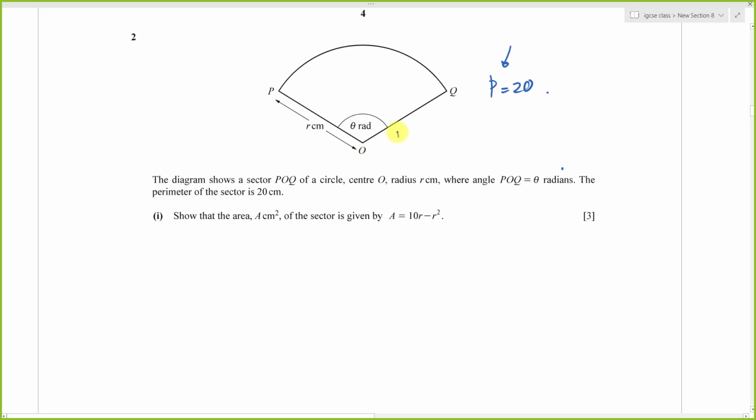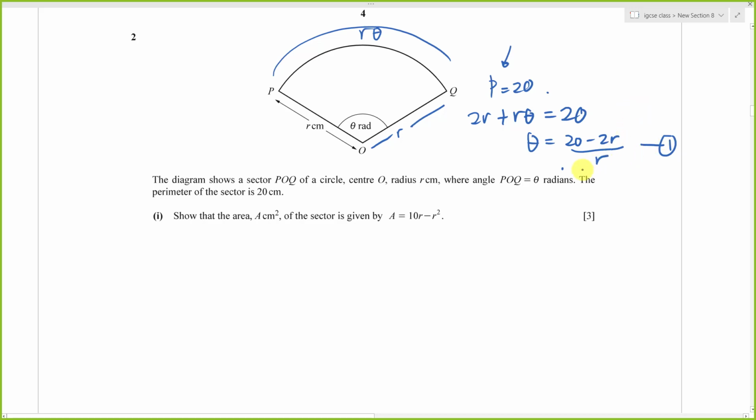So how do you do the perimeter? This one will be r, here will be another r as well, and the arc length will be r theta. So basically it's r plus r plus r theta, which is 2r plus r theta equals 20. Because I want to make theta the subject, theta will become 20 minus 2r over r. This will be my first equation.